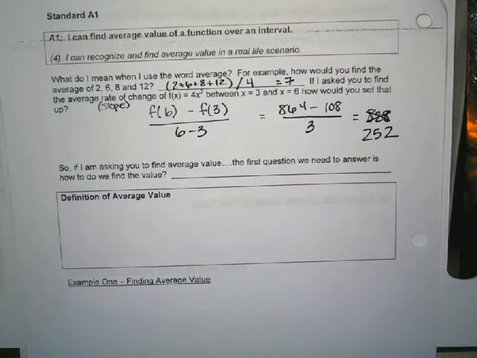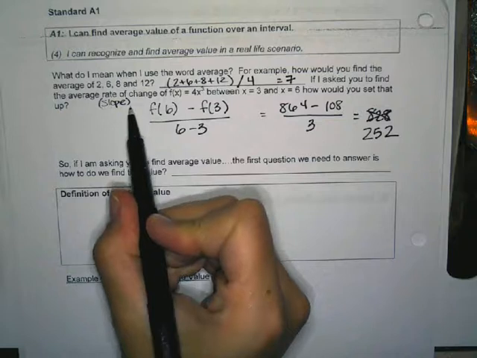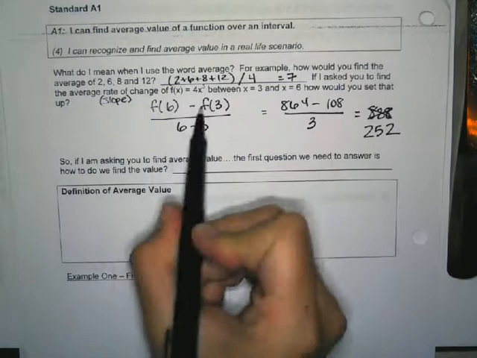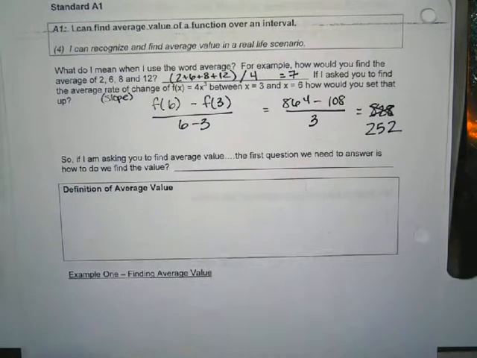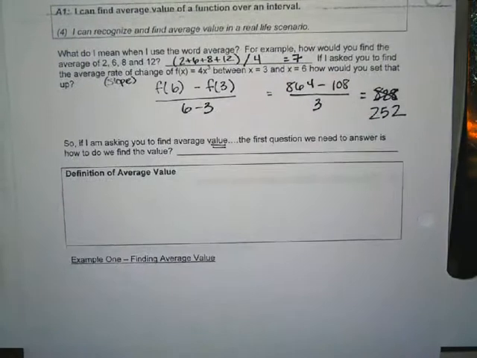So if I'm asking you to find the average value, that is not the same thing as average rate of change. Rate of change, slope, is how the difference of your y values is affected by the difference of your x values. So when we talk about average value, the first question we need to answer is how do we find the value? Now, if you think back to the several definitions we've talked about with integration, one of the definitions that I've hammered into your head, hopefully by now, is that integration finds the area underneath a curve, but integration also finds the accumulation of value.